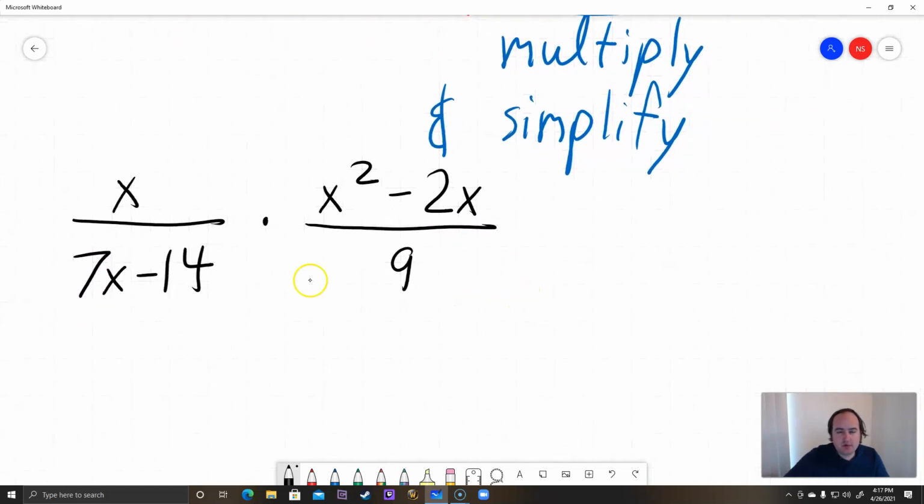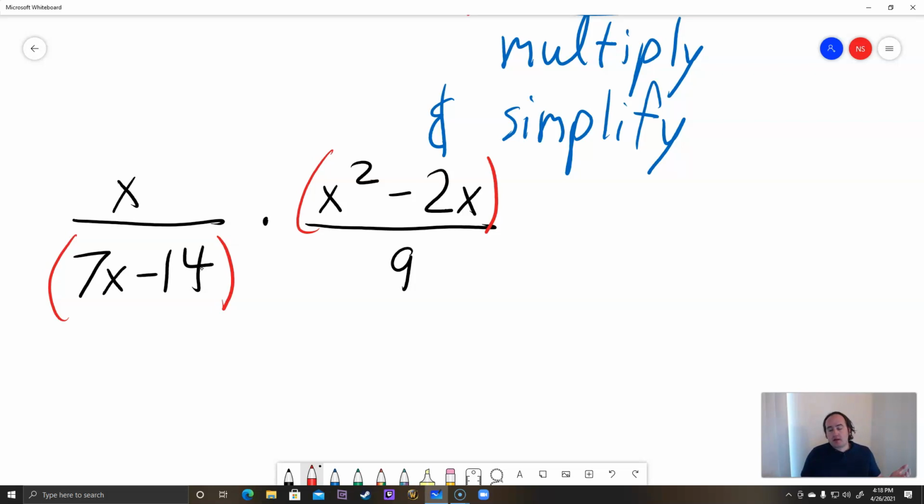So if you're trying to multiply or divide something that has more than one term, always put parentheses around things when they have more than one term. It's just a general rule, not just when you're multiplying, not just when you're dividing. If you have something with more than one term and you need to plug it in or multiply or divide, any of those things, put parentheses around it. Here we're going to put parentheses around the 7x minus 14 and the x squared minus 2x.